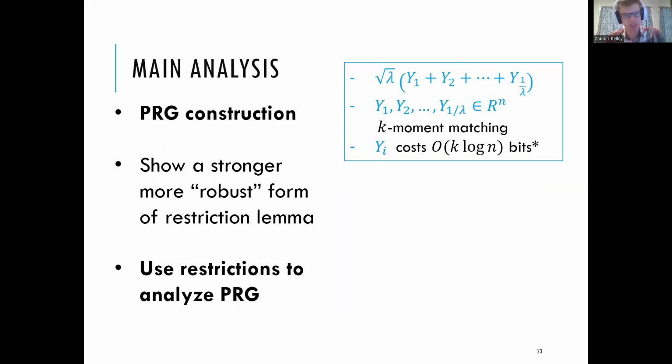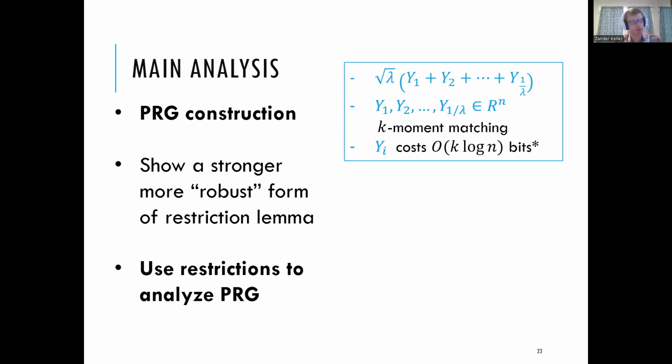Let's just briefly touch on the remaining 2 bullets in the proof sketch here. So this on the right is the form of the output of the PRG. This is what the construction looks like. What do I mean? What this is doing is we're independently sampling some number, 1 over lambda times, independently.